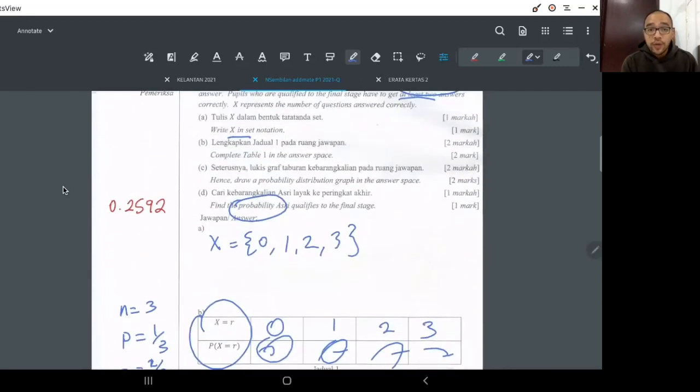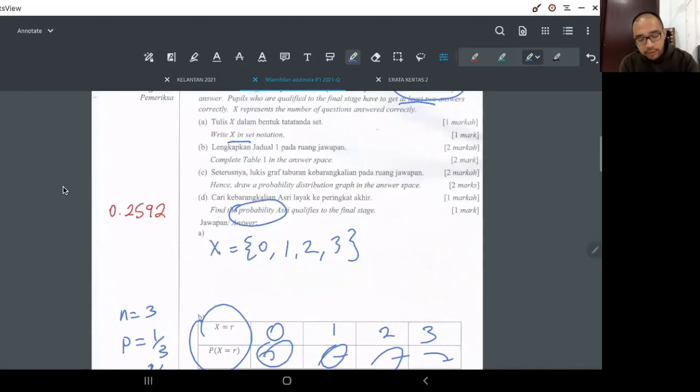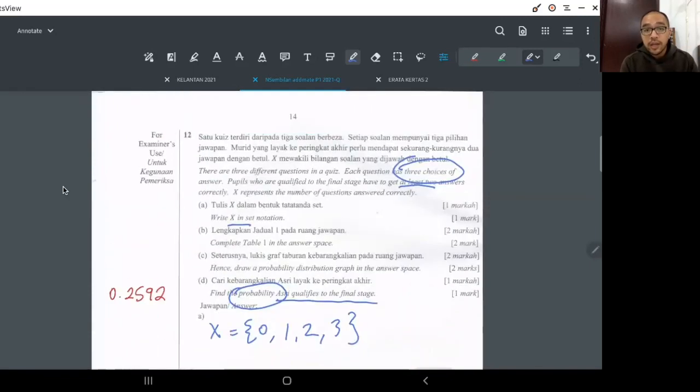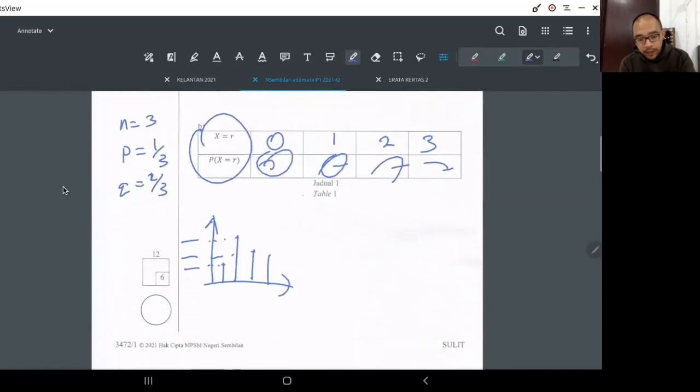The last question is find the probability that Asri qualifies for the final stage. He can qualify if he answers at least 2 correctly. So we're talking about the probability of getting 2 answers correct plus the probability of getting 3 answers correct. It would be this one. If you answer in fraction, I think it should be okay. Why not?